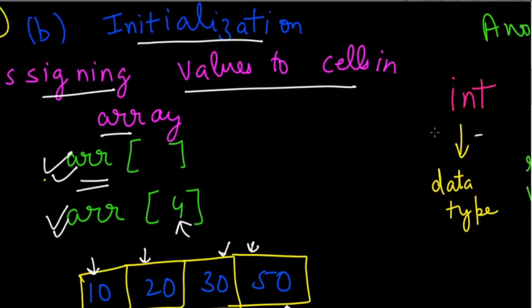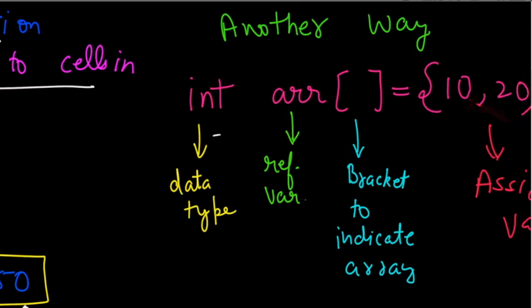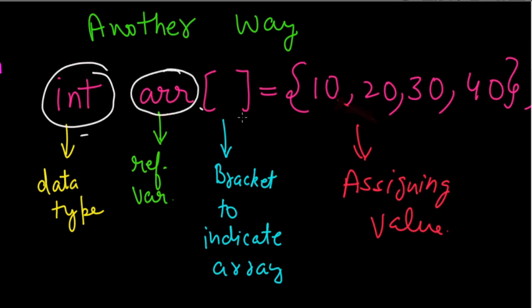There is also another method to declare, instantiate, and initialize the array, that is data type, that is int, then the reference variable which we have taken ARR, then the brackets which indicate that it is an array, is equal to the values which we are going to assign to the cells, that is 10, 20, 30, 40.